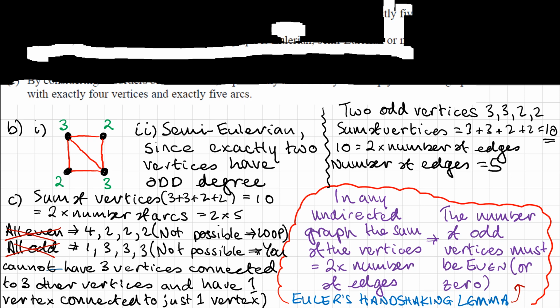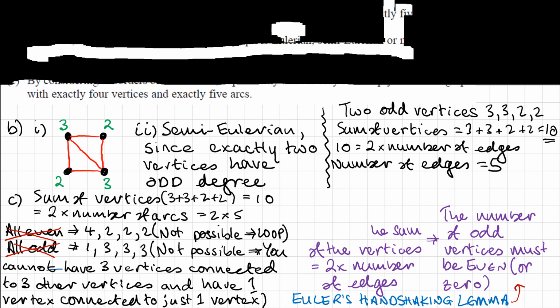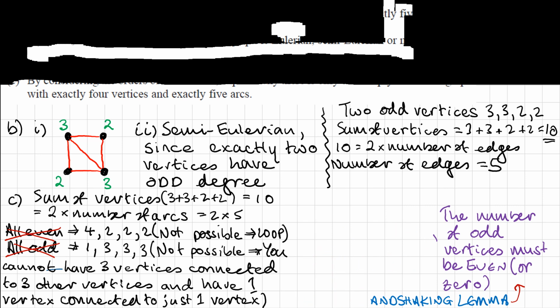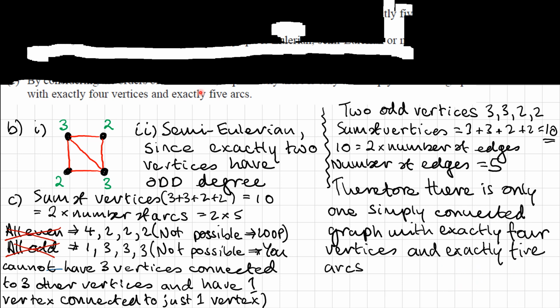So we'll finish off by writing down a conclusion. Anytime you do any type of question like this, or you're doing any type of proof, you want to write a conclusion at the end, which is what we're going to do. And that conclusion is just restating what's given in the question. Therefore, there is only one simply connected graph with exactly 4 vertices and exactly 5 arcs. And you can also see that this piece of information here corresponds to the simply connected graph that we drew here: 2 odd vertices and 2 vertices of order 2.